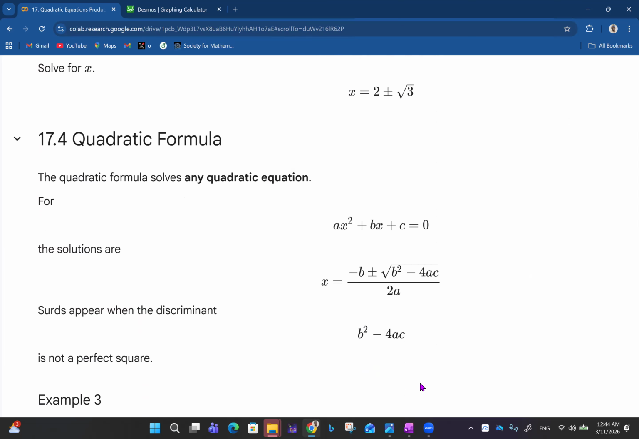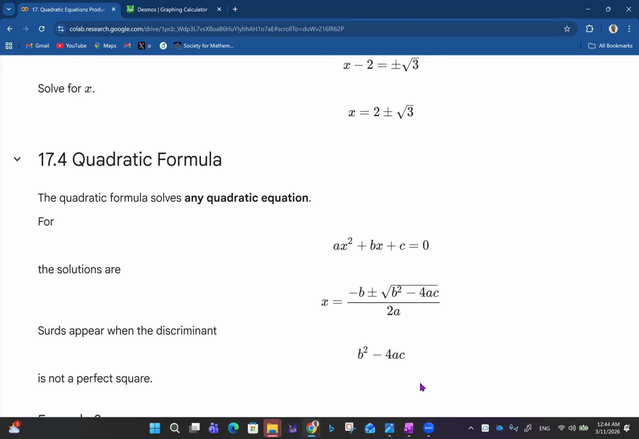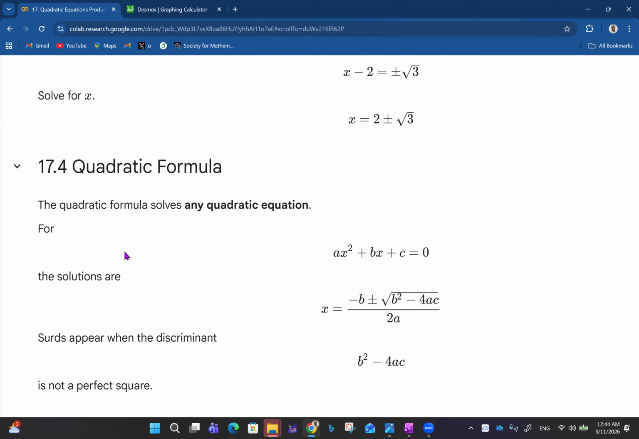And then this takes us to the idea of the quadratic formula. Like I said already, the completing the square method ends up with the quadratic formula. The quadratic formula solves any quadratic equation of the form ax squared plus bx plus c equals 0.